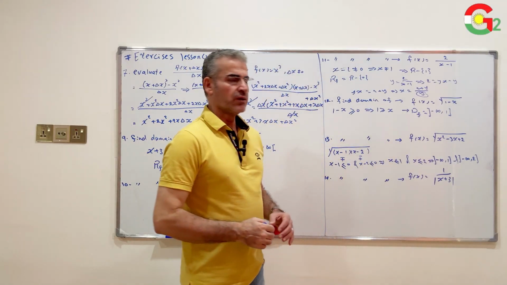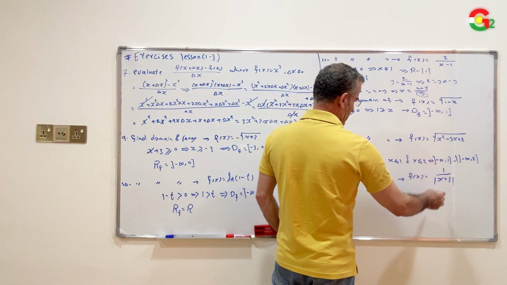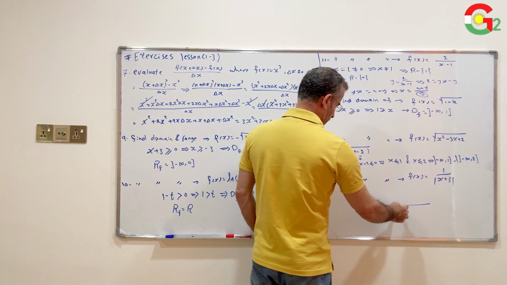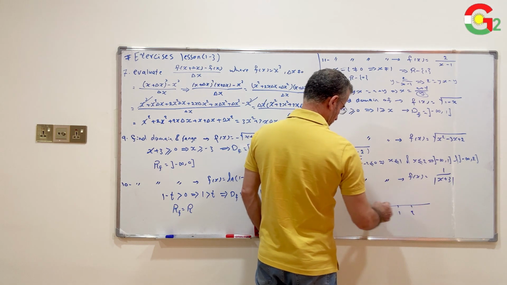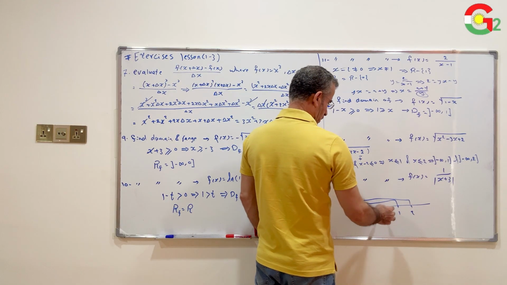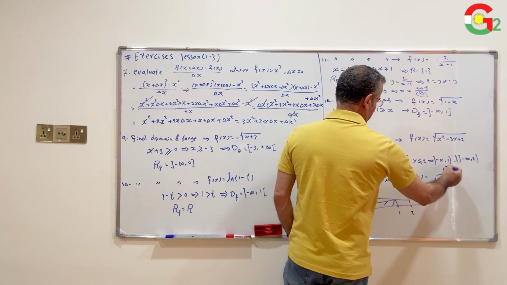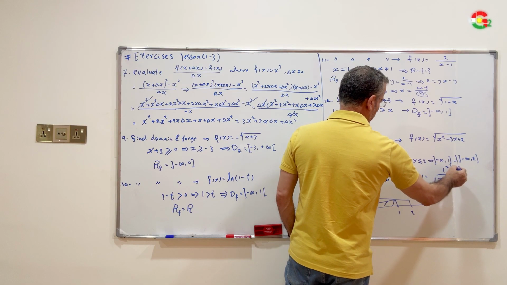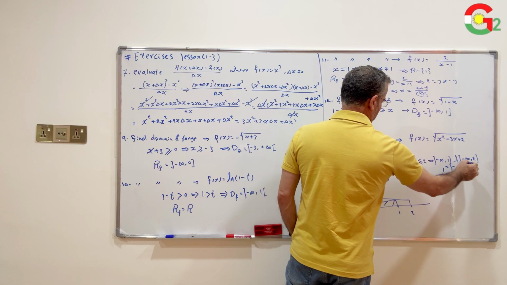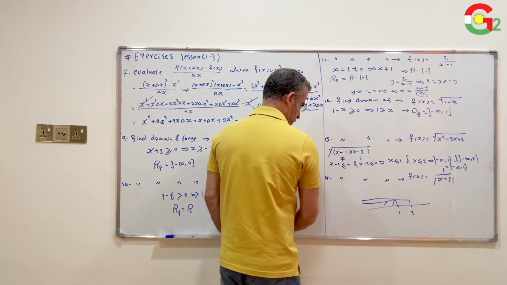The intersection of these two intervals, negative infinity to 1 and negative infinity to 2, is negative infinity to 1. This is the domain from the first case.